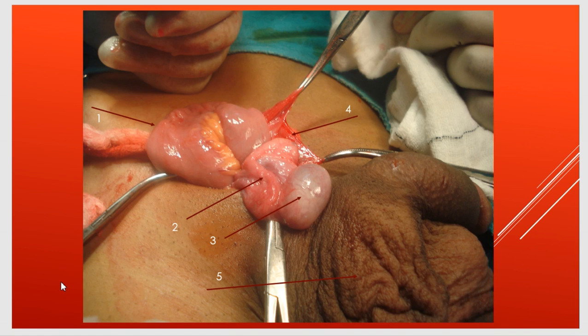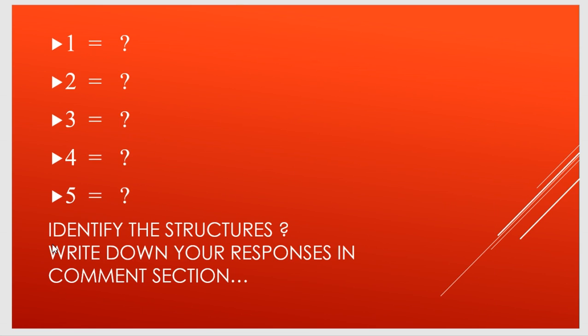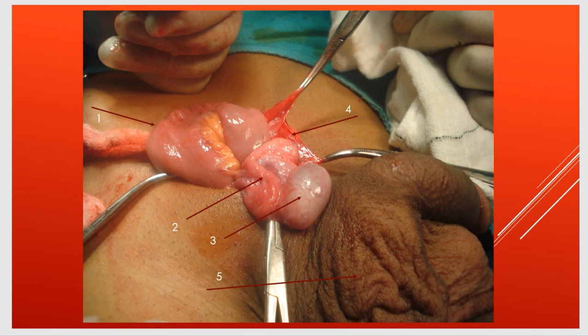And based on this discussion, the second one, this could be the possible picture during the intraoperative period. You can see I have marked 5 regions here: the first one, the second one, the third one, the fourth one, and the fifth one. I will not tell what these structures are. I will request all of you to identify these structures, 1, 2, 3, 4, 5 related to this picture, and write down your responses in the comment section, right?